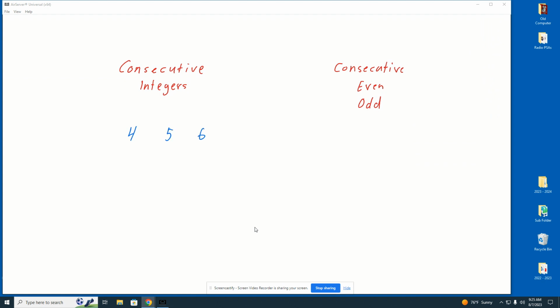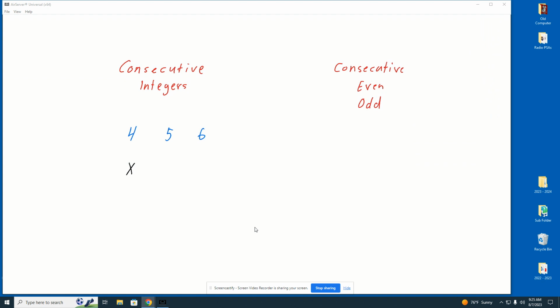Now, if I were working a problem, they wouldn't tell me what the consecutive integers were. Okay? They would just say, hey, you have 3 consecutive integers. And therefore, we have to define them. So here's how this works. If I don't know what that first one is, what do I define it as? I define it as X.